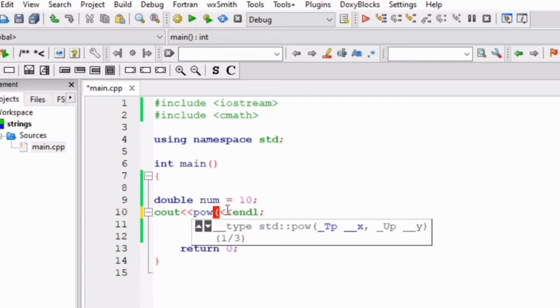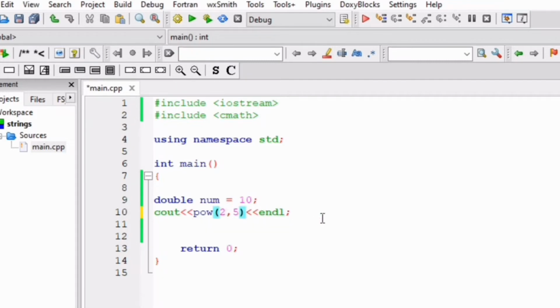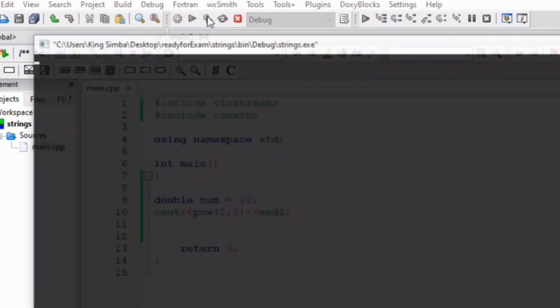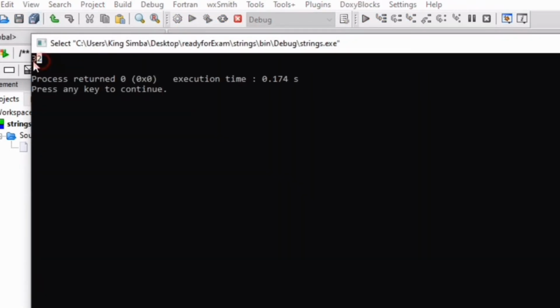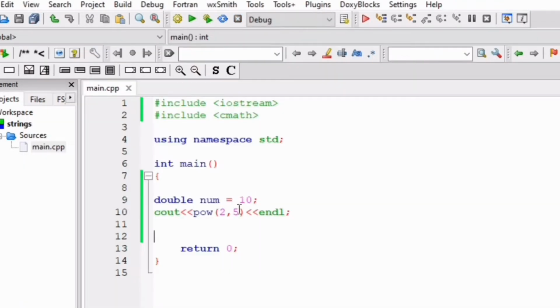So now let's put pow. Then 2, 5. So let's say 2 to the power 5. So pow means power. So it's 2 to the power 5. The answer is supposed to be 32. Let's see. As you can see, it's 32. So now we need to try a number with a decimal. Don't forget, whenever you're writing pow, you need to write cmath.